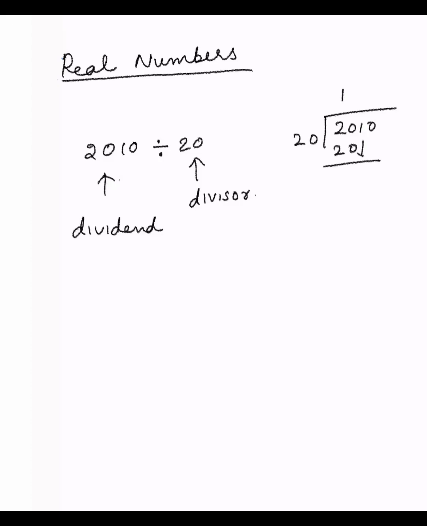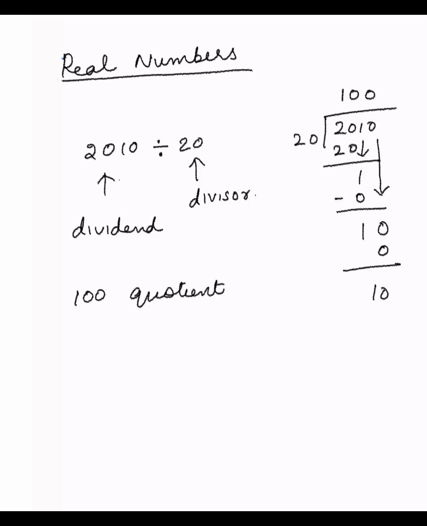20, bring down 1. 1 is smaller than 20, so it will not go, so bring a 0. It will be 0. You have 1 remainder. Bring down the next 10. 10 is again smaller than 20, so you have got 100 and again it's 0. So the remainder is 10. I'm not going with the decimal point part. So when I divide, I am getting 100 as quotient. The quotient is 100, and this 10 that I get is called the remainder.